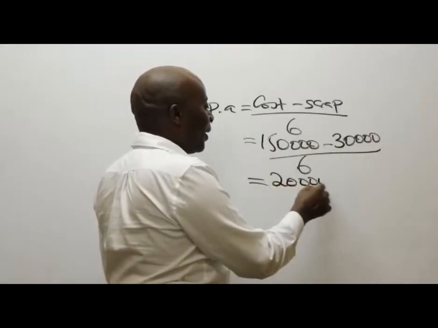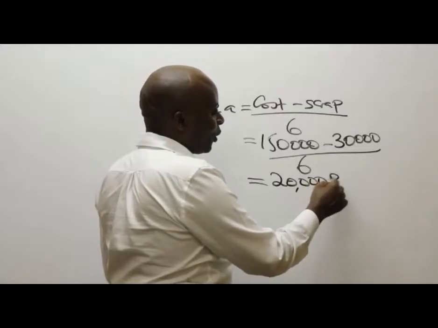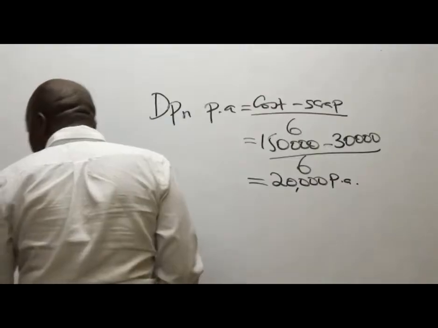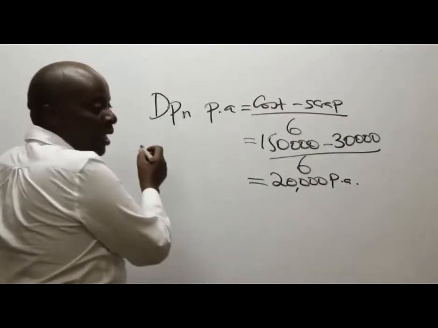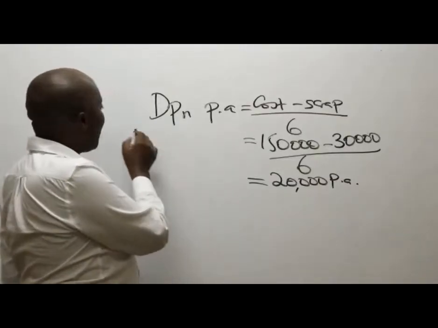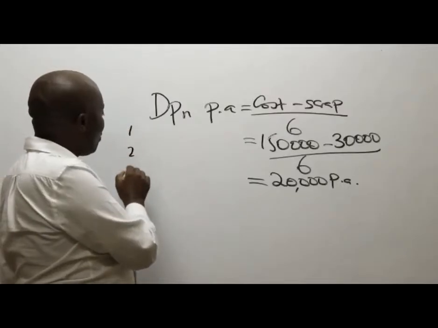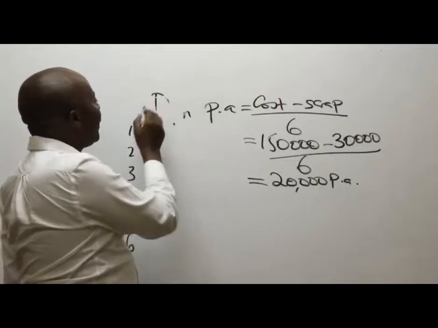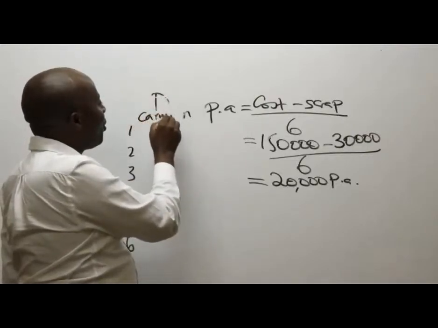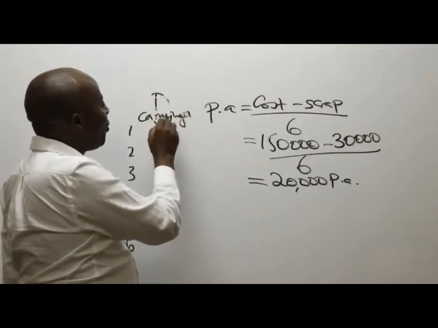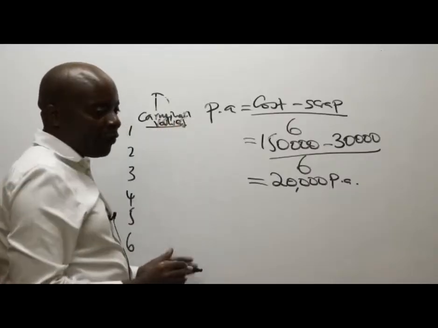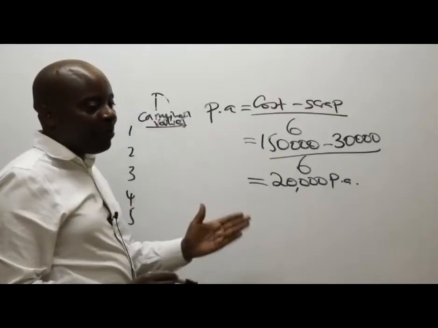20,000 per annum. Ladies and gentlemen, once I've gotten 20,000 per annum, as a good student, I know what this examiner wants me to do. As a good student, I'll come and do the schedule. So the schedule here for 6 years, we have 1, 2, 3, 4, 5, 6. So I'll come and give my examiner the carrying value, what I'll have in my balance sheet at the end of each year.